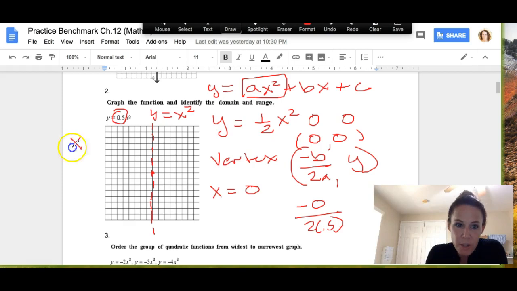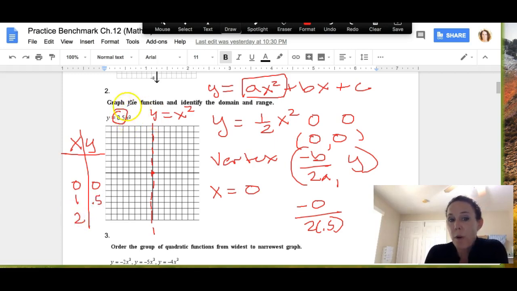So let's plot a few points to make sure we have this as accurate as possible. If I plug in 0 for x, we already know I got 0 for y. So let's plug in 1. If I plug in 1 for x, 1 squared is 1, and I take half of that, I get 0.5. Let's plug in 2. 2 squared is 4, and half of that gives me 2. Do it on the negative side, or you can just know you get the exact point on the opposite side.